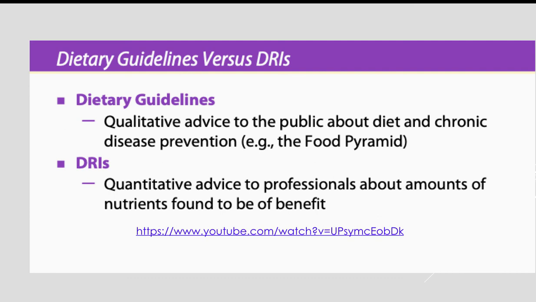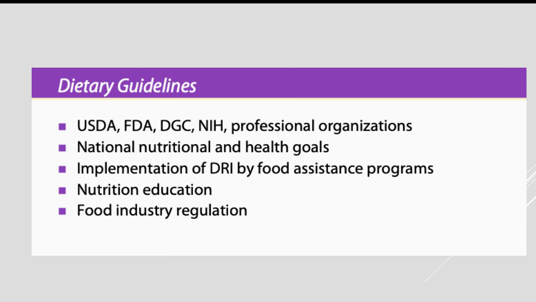Dietary guidelines versus DRIs. The dietary guideline is qualitative advice to the public about diet and chronic disease prevention. For example, the food pyramid. DRIs are quantitative advice to professionals about amounts of nutrients found to be of benefit. Dietary guidelines include the USDA, the FDA, DGC, NIH, professional organizations, national nutritional and health goals, implementation of DRI by food assistance programs, nutrition education, and food industry regulation.